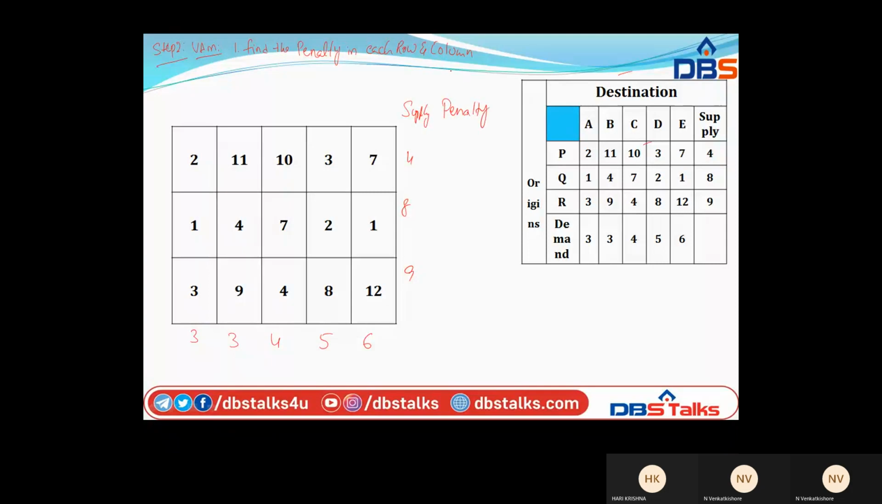Then how to find the penalty? The penalty is always to be written in brackets. This penalty is for columns. There may be confusion between demand and penalty, so that's why we represent the penalties in brackets. Then how to find the penalty? Finding the penalty in a particular row or column, identify the least value and the next least value, and the penalty is their difference.